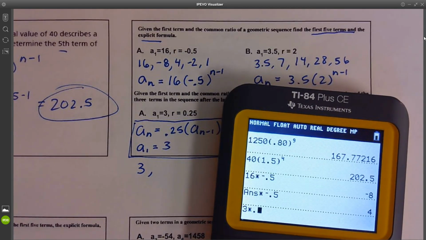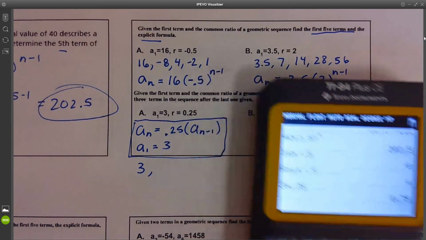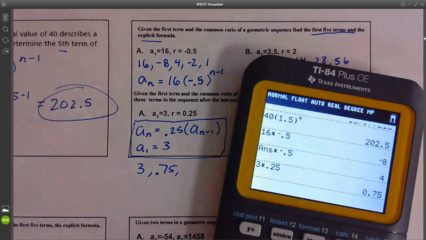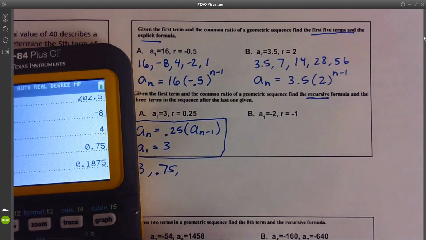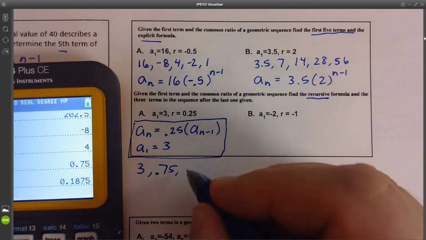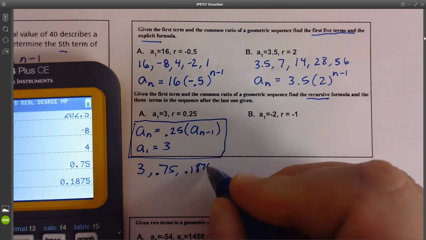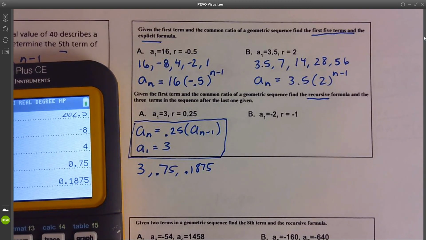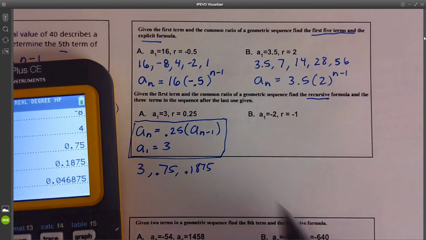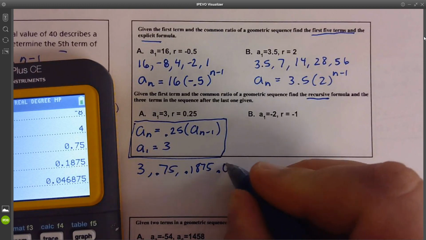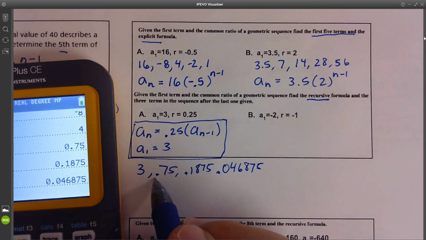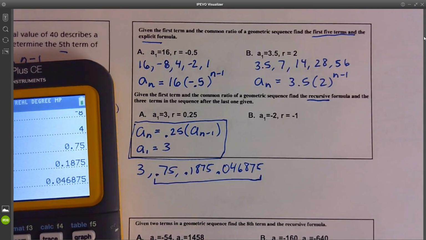So 3 times 0.25, 0.75 times 0.25 again. Gives me that ugly number. And then do it one more time. It gives me that one. So technically the answer to that is those 3 numbers right there.